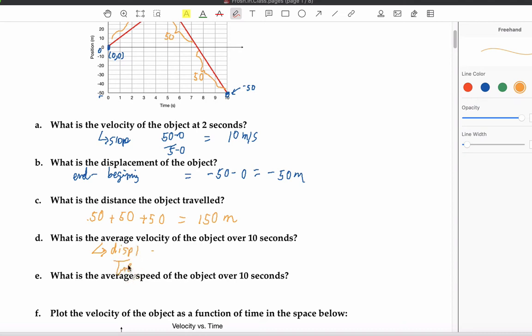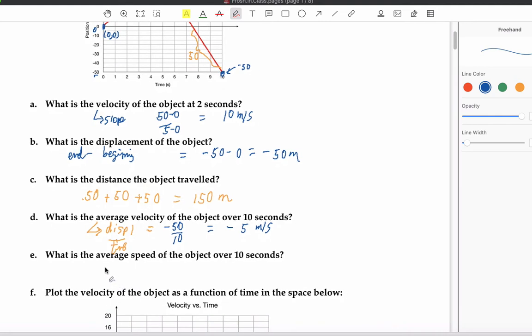Now, the average velocity is your displacement divided by your time. So that's going to be the answer to B, which is negative 50 divided by 10 seconds. So that's going to be negative 5 meters per second. Whereas the speed is the distance over the time. And that's going to be a whole 150 over 10, which is going to be 15 meters per second.